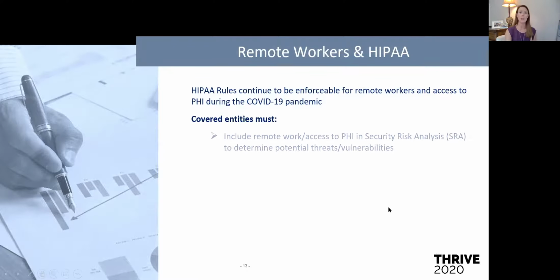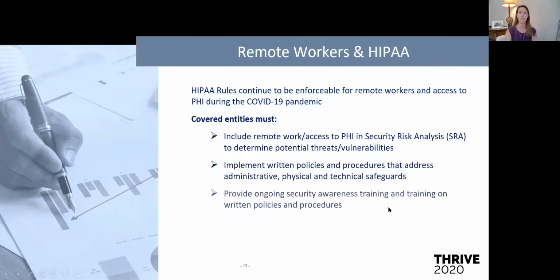And so what you must do from a covered entity standpoint is make sure, again, that you've included the use of remote workers in your security risk analysis. And in addition to that, when you do a security risk analysis, the whole point of that is to figure out where your risks are and then mitigate those risks. And a part of that mitigation is making sure that you have written policies and procedures that let your staff understand this is how I need to do things. This is what I need to do to protect this information.